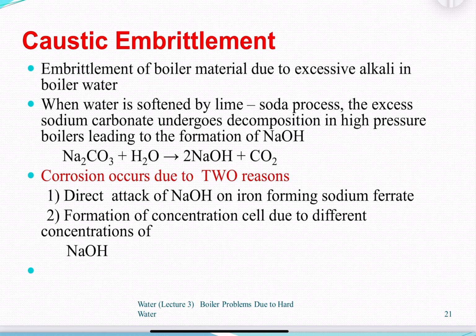Now, how does this base come in the boiler? That is because when you are using NaOH to soften water, Na2CO3, then this Na2CO3 gets decomposed to form NaOH. Now, how does this NaOH cause boiler corrosion? It causes boiler corrosion in two ways. First, NaOH reacts directly with iron of the boiler to form sodium ferroate, and the second is that it forms concentration cells. So due to formation of concentration cell, also boiler corrosion occurs. Actually, caustic embrittlement occurs mainly due to this second reason.